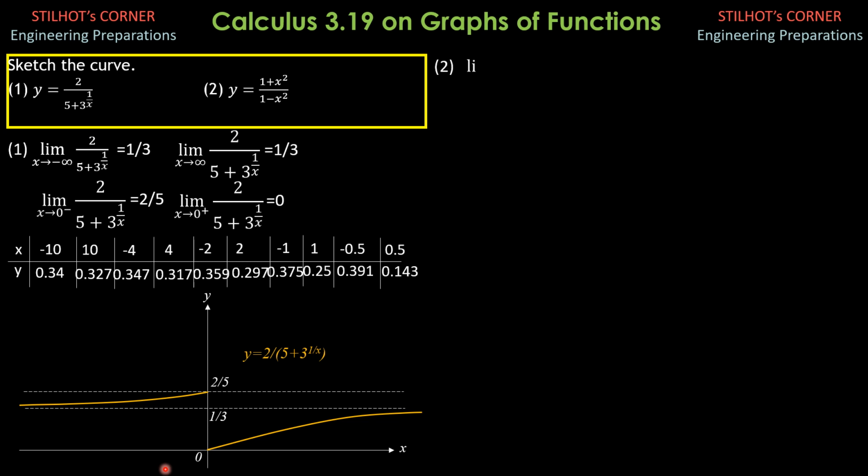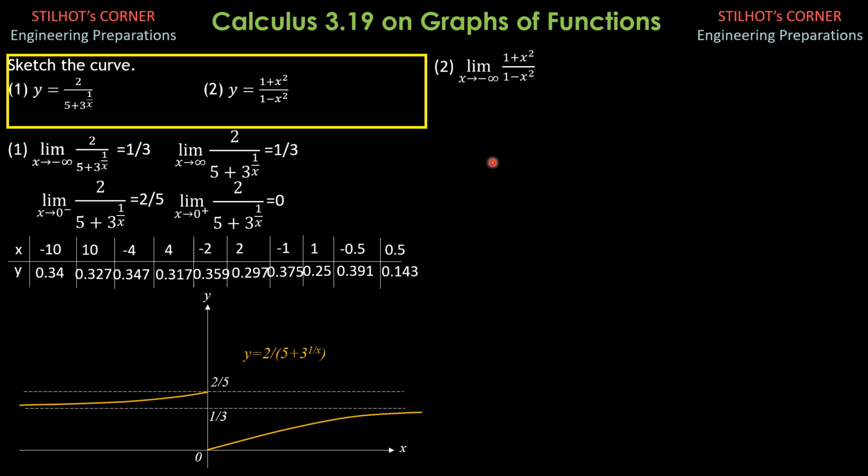For the second part, by studying the curve, it is symmetric with respect to the y-axis because this is an even function. When you replace x by negative x, the equation will not change. So it is an even function, and its graph is expected to be symmetric with respect to the y-axis.